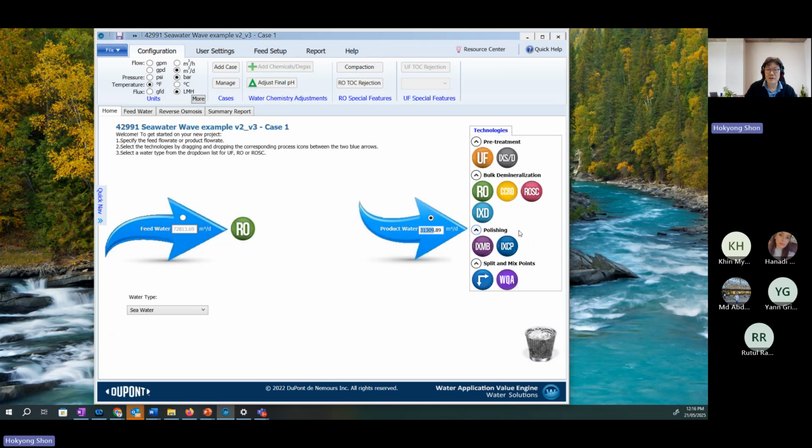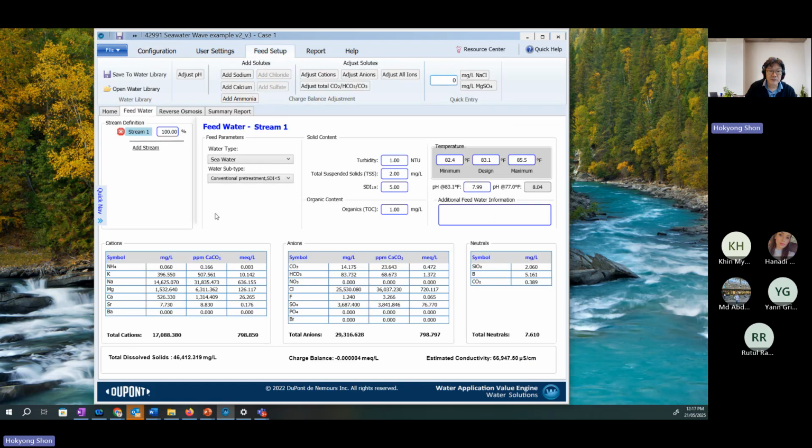So how many trains can you design based on your product water to make 250 thousand cubic meter per day? You can divide the 250,000 cubic meter per day by the 31,000 cubic meter per day. So how many trains do you need to design? This is one of the examples. So based on this, you can have a design of your product water, and the feed water is already given, and reverse osmosis.